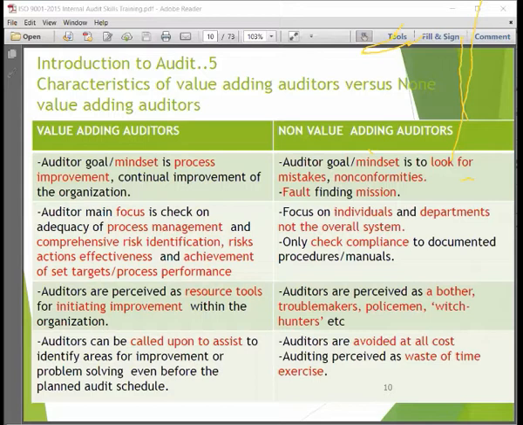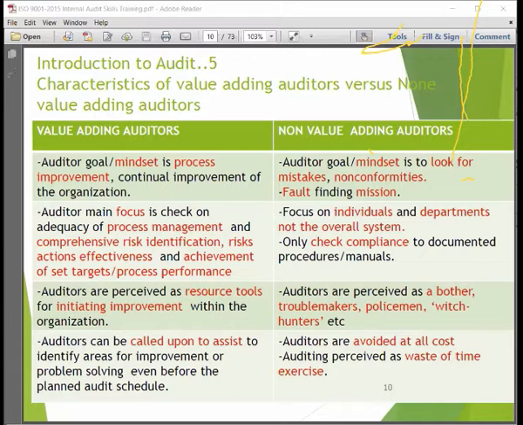So we are in slide number 10, still at the introduction of audit. It's very important because we are laying a good foundation for the rest of what we'll be discussing. So it's about characteristics of value-adding auditors versus non-value-adding auditors. You always come across either an auditor is adding value or is a non-value-adding auditor. So let's look at the main characteristics of these two auditors. But remember, our intention is to have value-adding auditors.